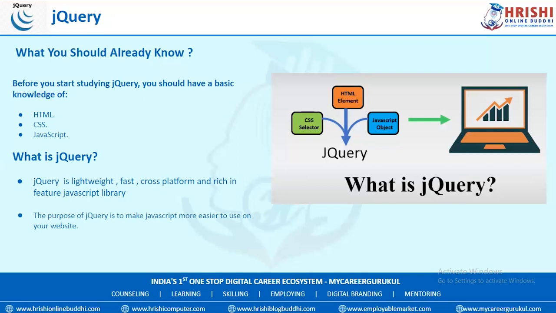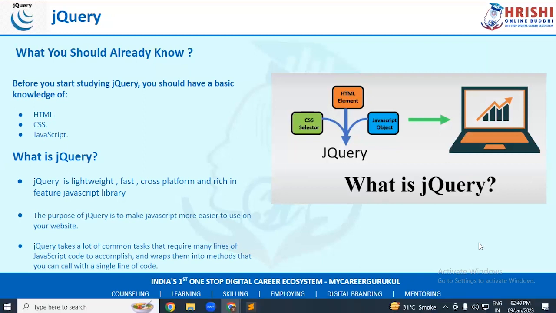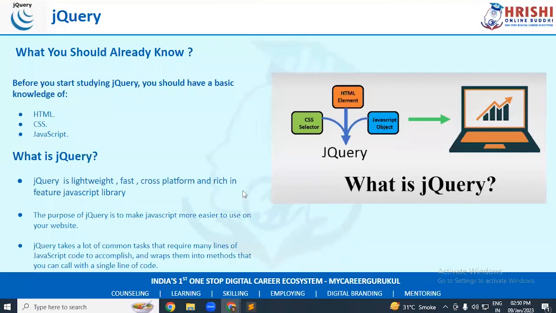So basically the use of jQuery is to avoid the multiple lines which we write inside one part of a code with the help of JavaScript, to minimize that code inside a jQuery part. jQuery takes a lot of common tasks that require many lines of JavaScript code to accomplish and wraps them into a method that you can call with a single line of code.